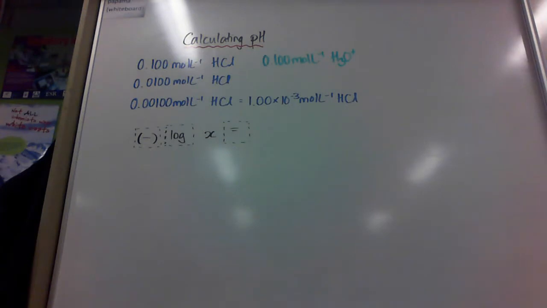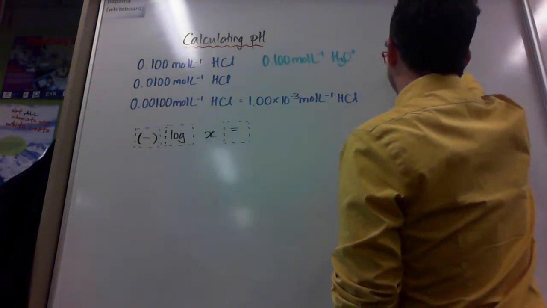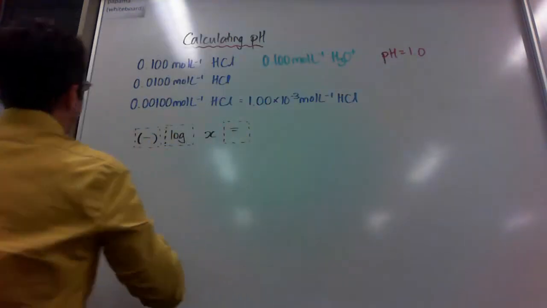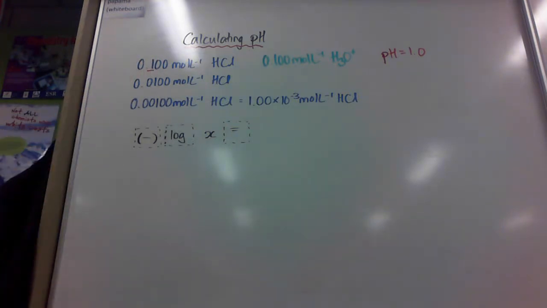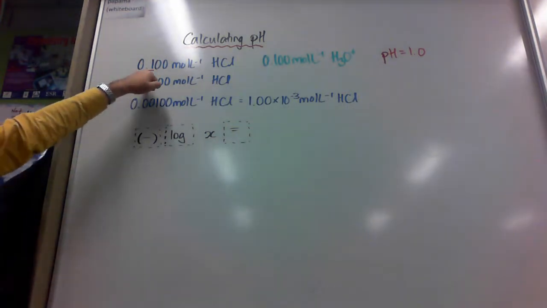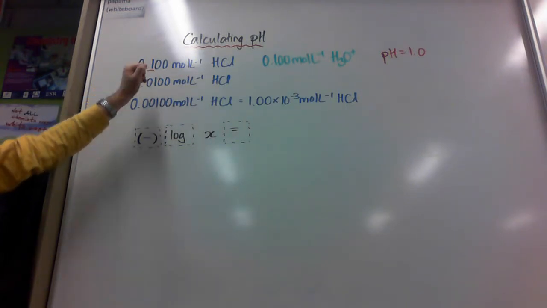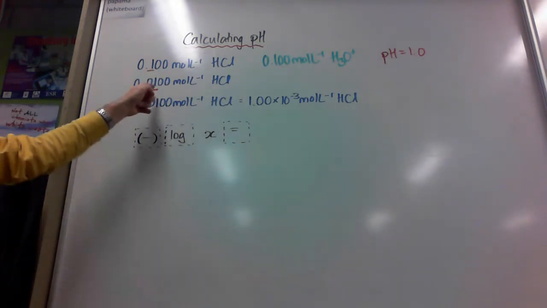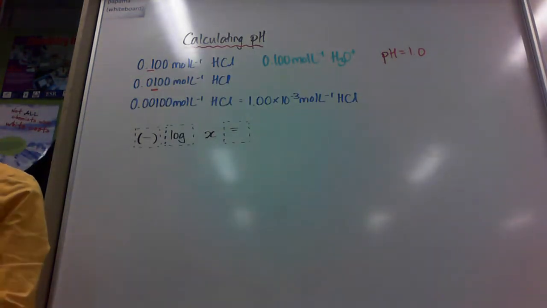Okay? Now, without even having a calculator, I know that this has a pH of 1. And the reason that I know that is that the 1 is only one place away from the units. It's in the tenths column. Likewise with this one, because the 1 is in the hundredths column, or 2 places away from the decimal point, I know that this is a pH of 2.